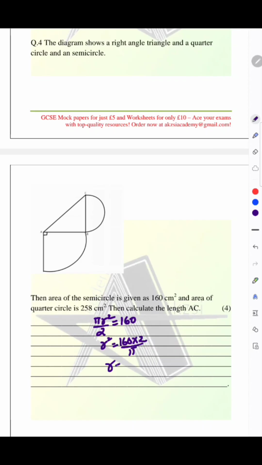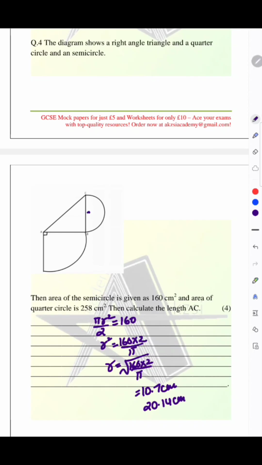And r is the root of 160 times 2 over pi. Taking the root, you will get the value of r. So this value is 10.07 centimeters. Obviously, this is 10.07, the radius, but we want to calculate the length of this whole side. That means it has to be multiplied by 2, which will give you 20.14 centimeters.